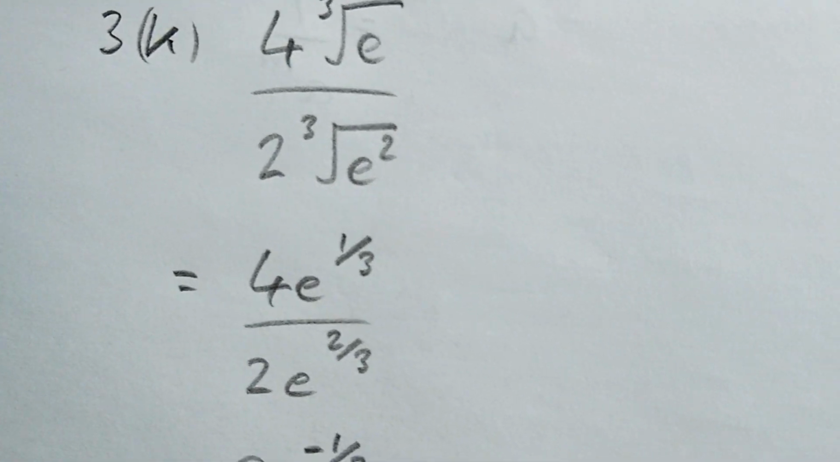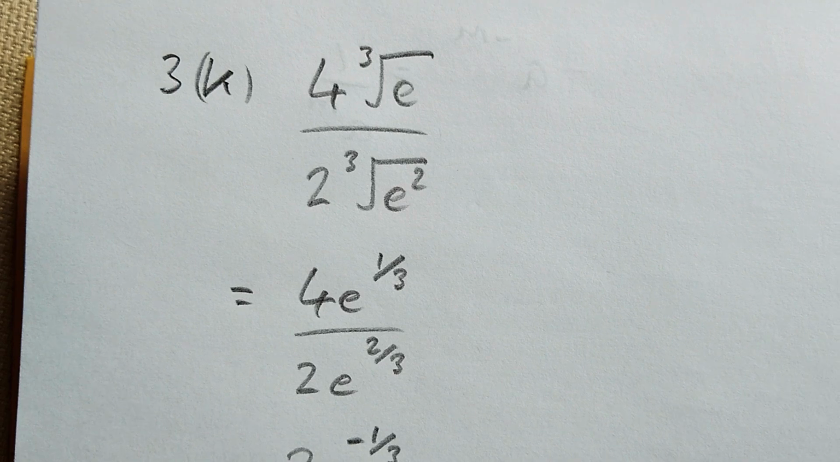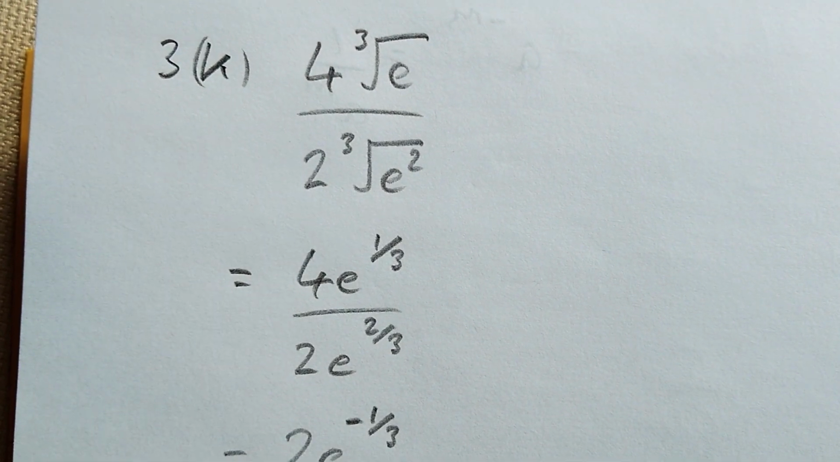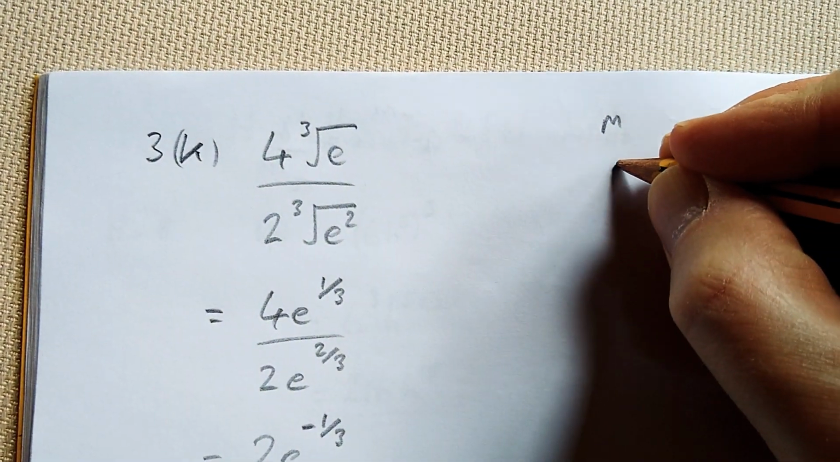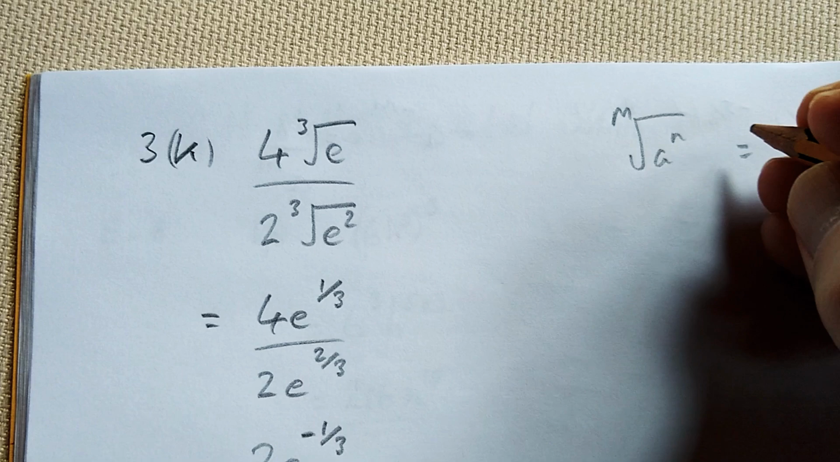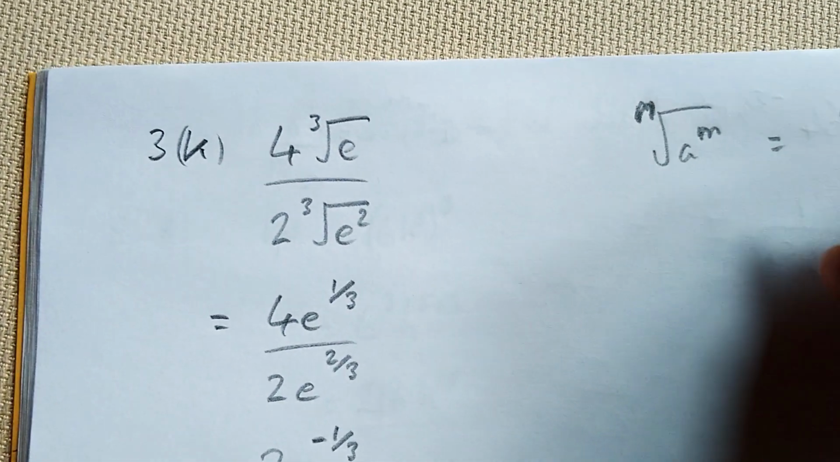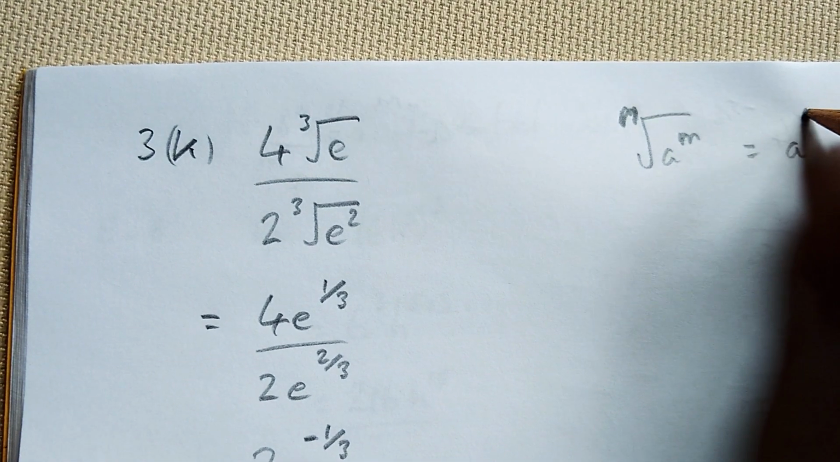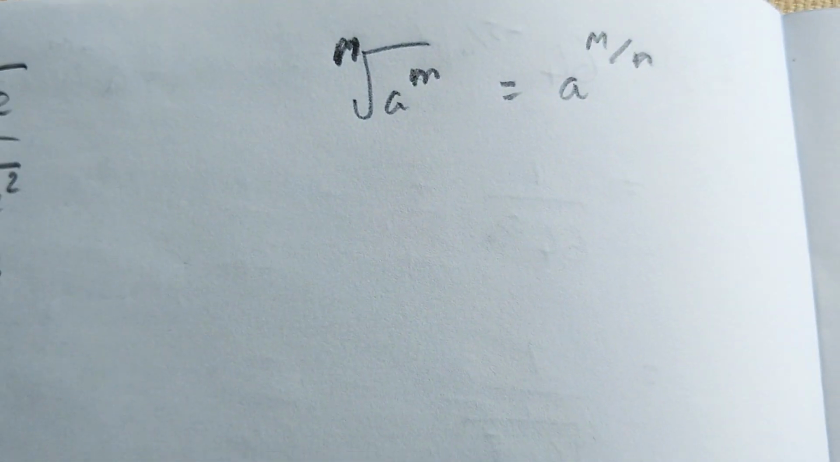So 3k's. So this one's definitely getting a bit trickier. So we need to go from a fractional power, from surd form into a fractional power. So we are using this rule. It's normally written like that, actually. It's normally the N there. It's normally M. Okay, so we're using this rule.